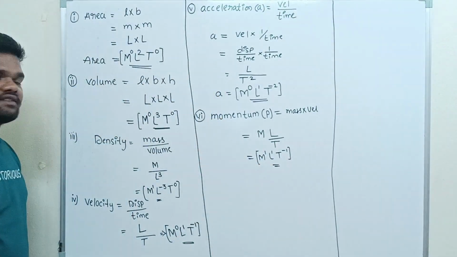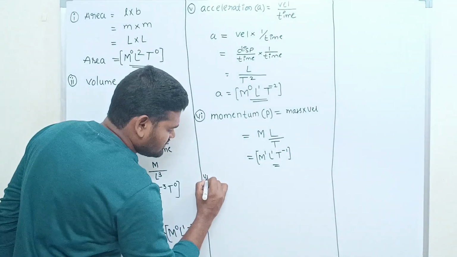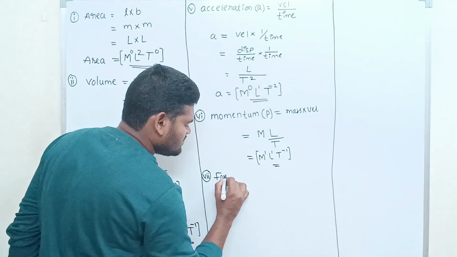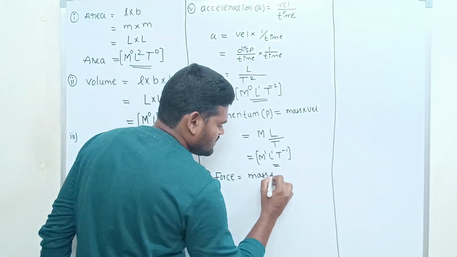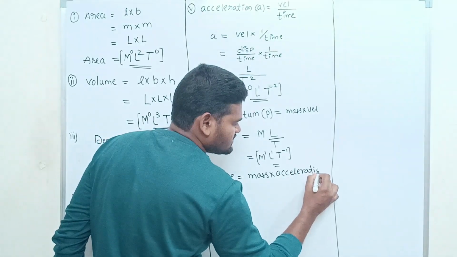Are you getting? I'm just writing the direct formula. Okay, right. So seventh one, force. I'm writing for force. Force is nothing but what? Mass into acceleration.